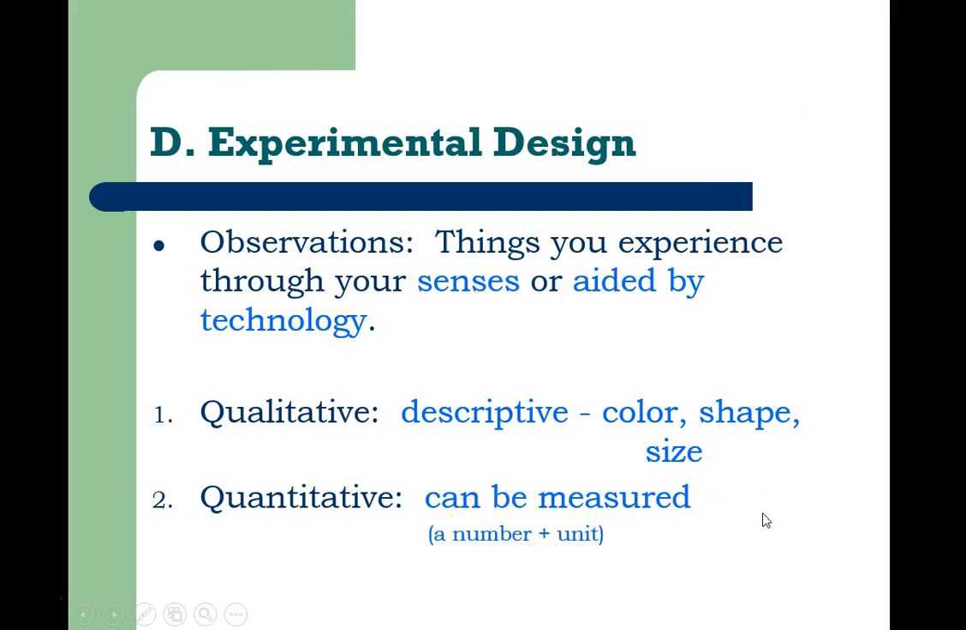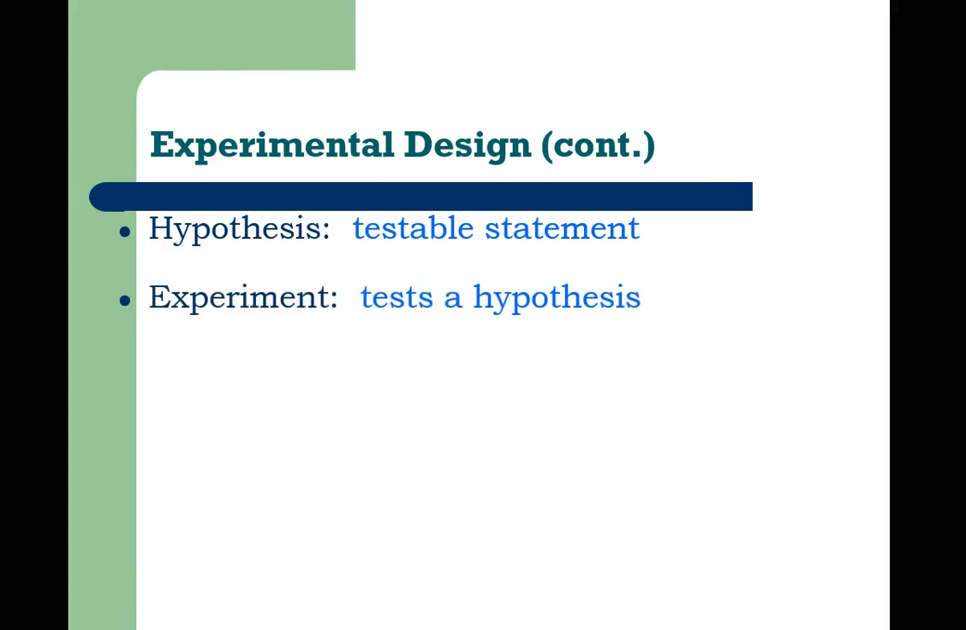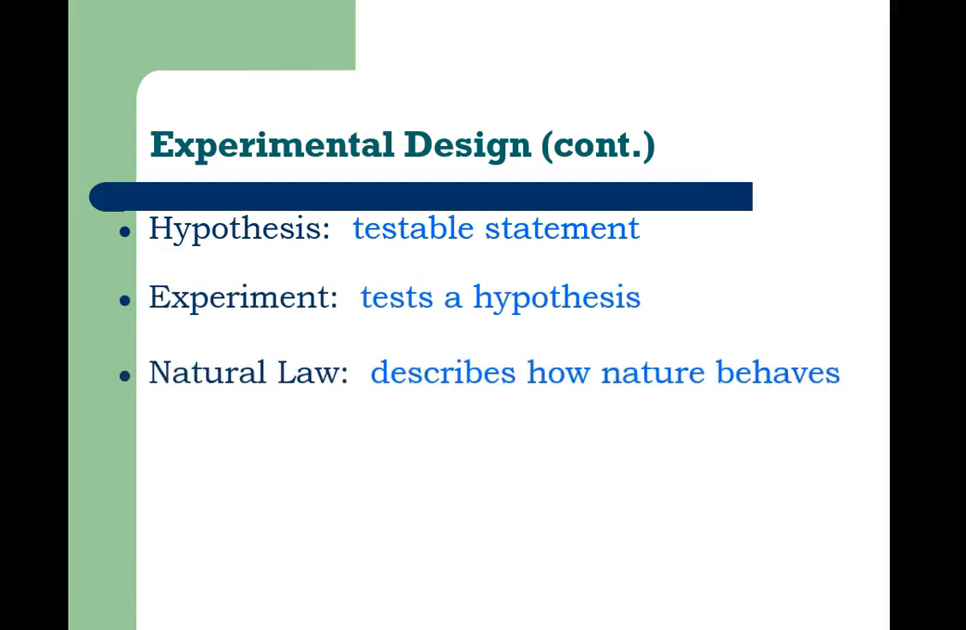So maybe the temperature went up by 10 degrees Celsius, or the mass decreased by 5 grams. All right, it's always a number and a unit. So the degrees Celsius and the grams would be the units. So quantitative involves a number, qualitative does not. It's just descriptive in nature. Now that hypothesis, another way you can think about that is a testable statement. Experiment tests a hypothesis, and natural law describes how nature behaves.